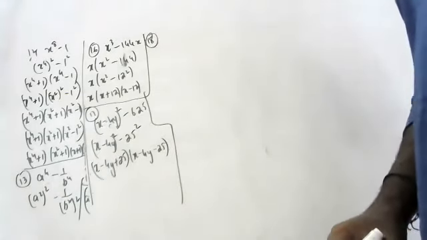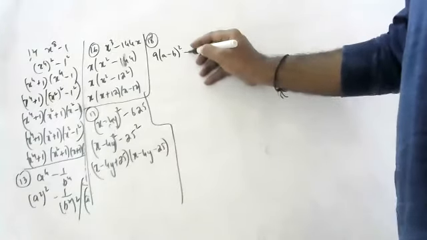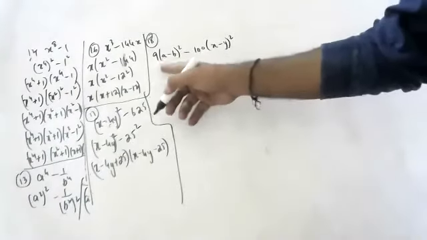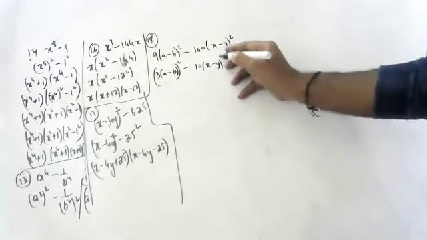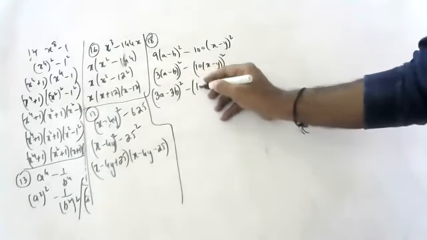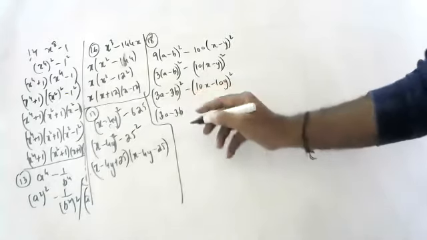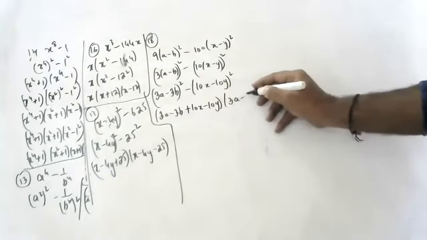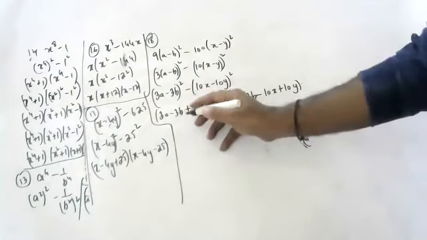Nandika, can you tell? Okay, Sujit, you tell. Wait, Sujit will tell; Nandika, you come back later. 3(a minus b)² minus 10(x minus y)². That is (3a minus 3b)² minus (10x minus 10y)². This is A, this is B. A plus B is 3a minus 3b plus 10x minus 10y. A minus B is 3a minus 3b minus 10x plus 10y. Okay, so that's it.